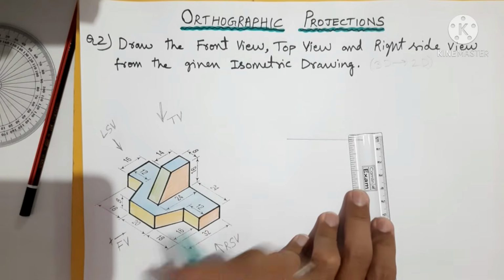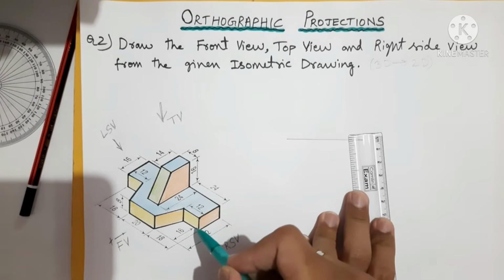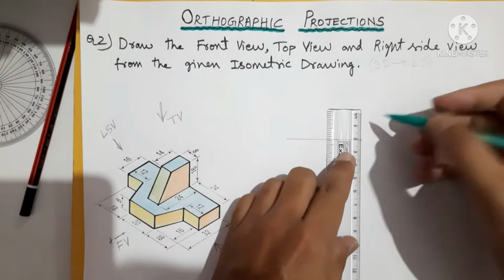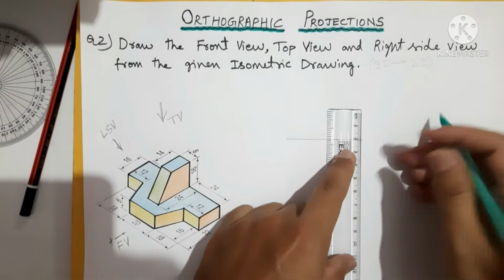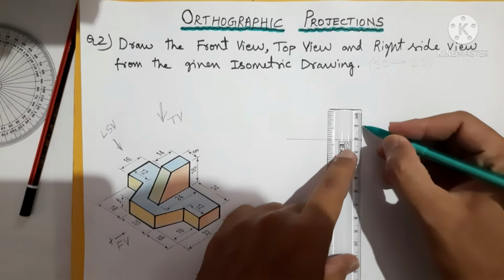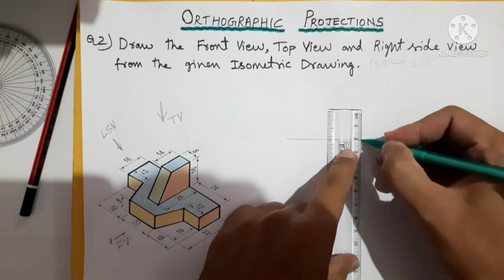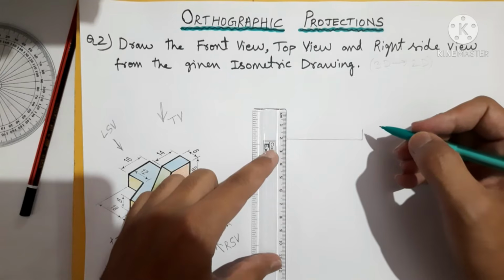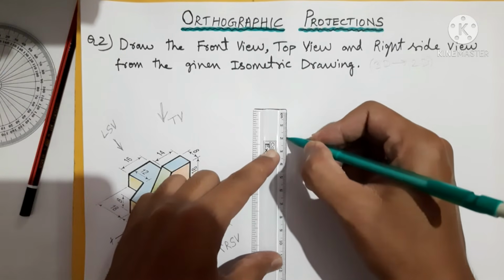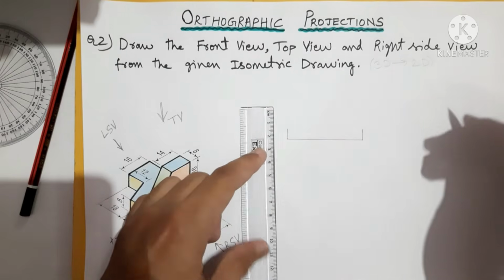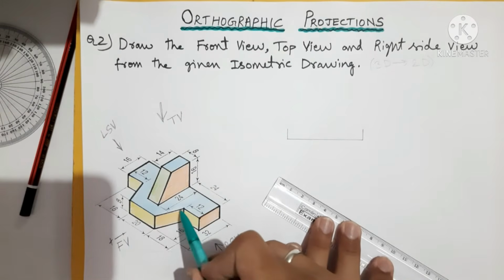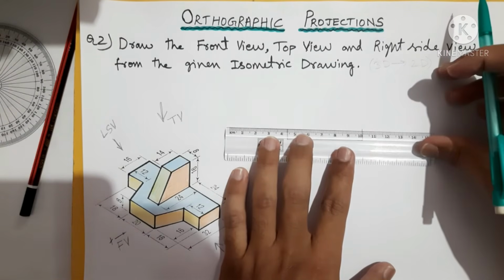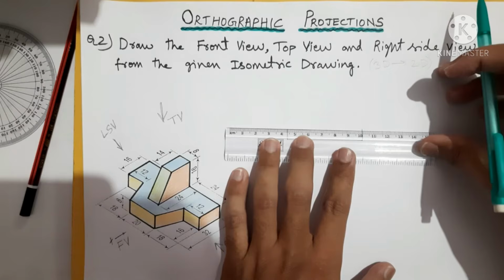In the front view we have drawn one line. What is the thickness of this block? Here they have mentioned 8 millimeters. So 8 millimeters we will go vertically upward like this. This side 8 millimeters, this side also 8 millimeters, vertically upward we will go. Then we have to draw this upper line. These two edges we have taken vertically upward for 8 mm height, and then we will join this.